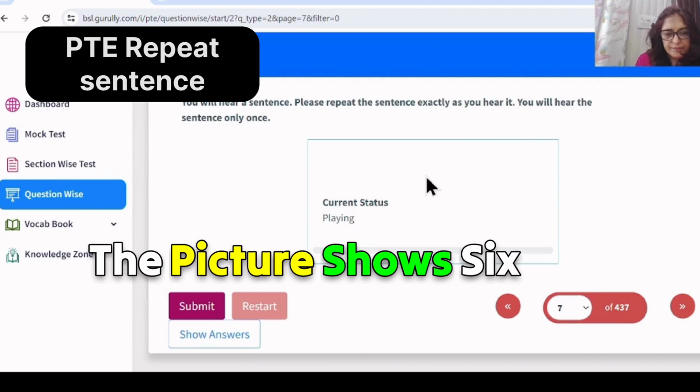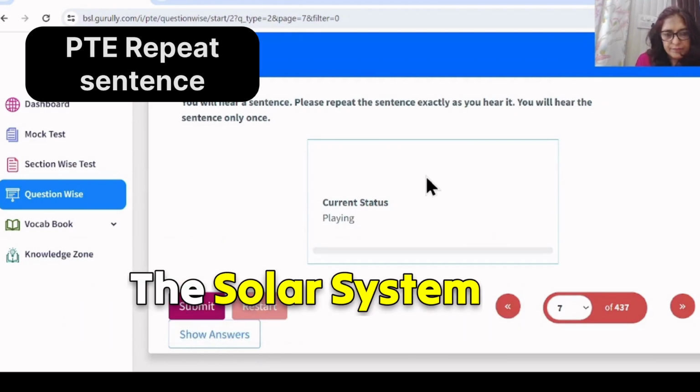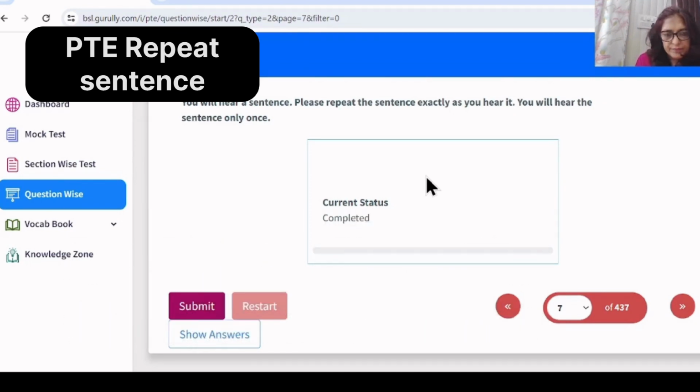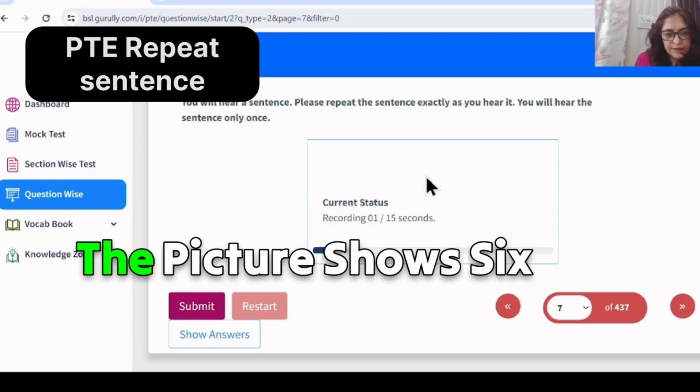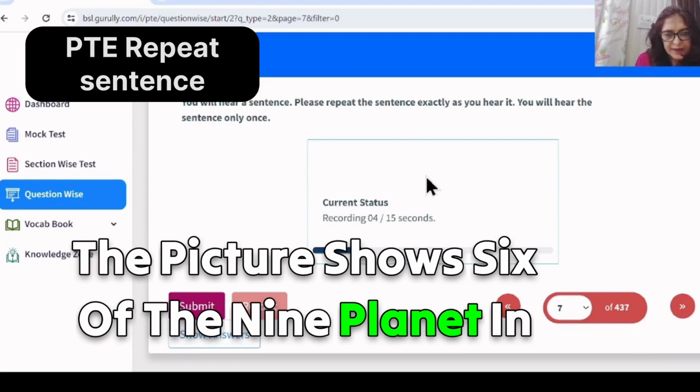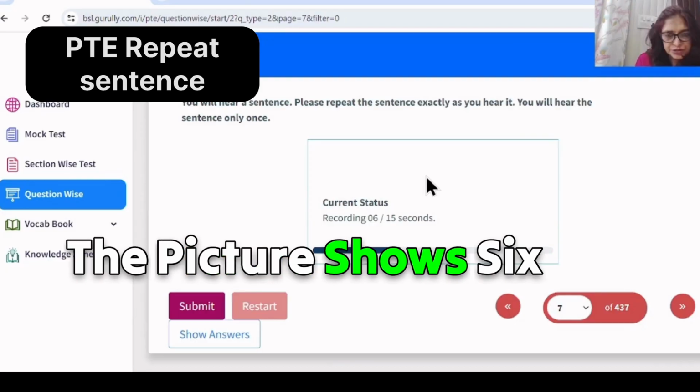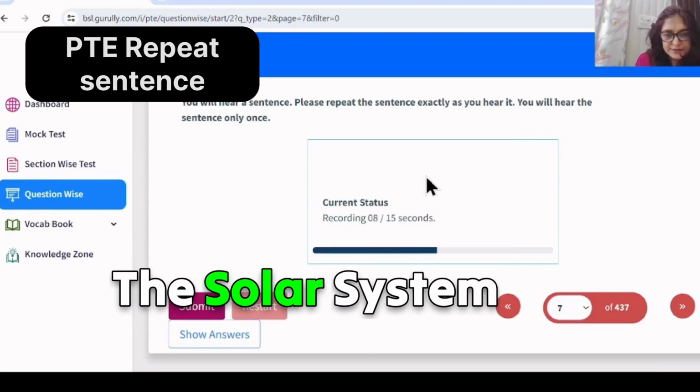The picture shows 6 of the 9 planets in the solar system.